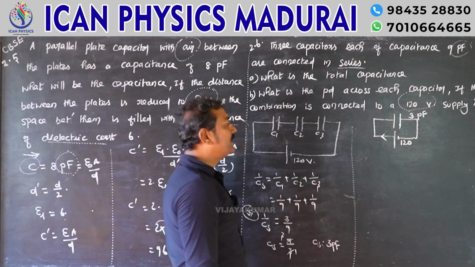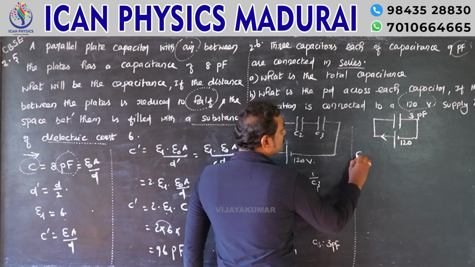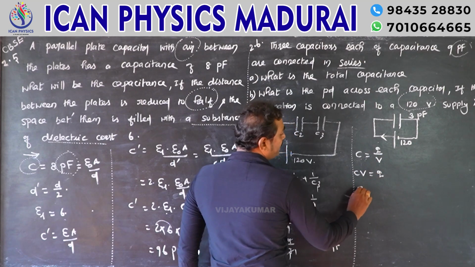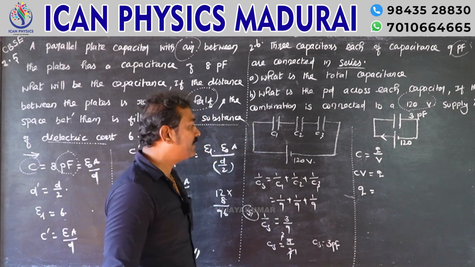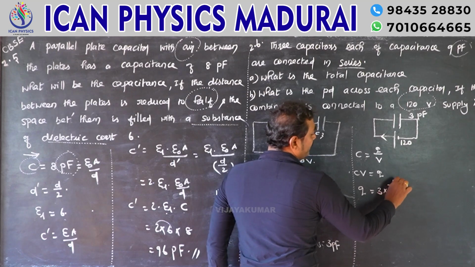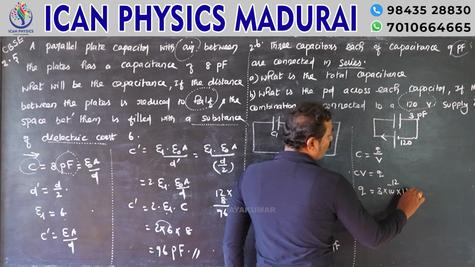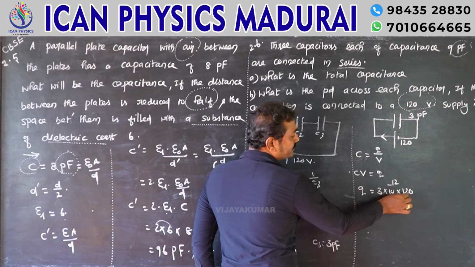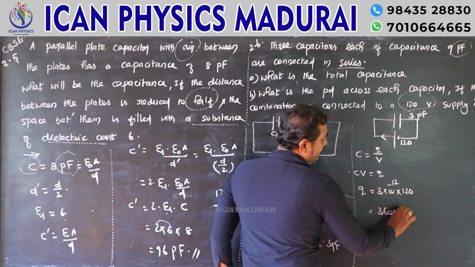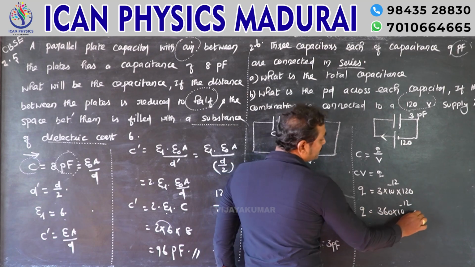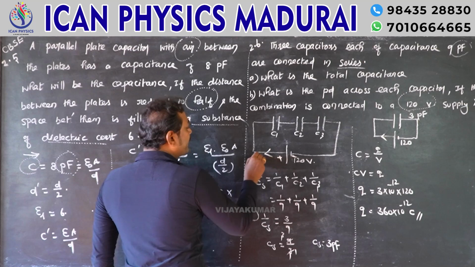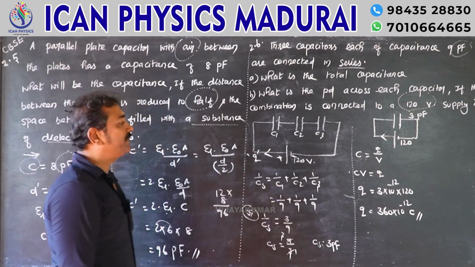So we can calculate the charge. C equal to Q by V, so Q equal to CV. So Q equal to 3 picofarad into voltage 120. 120 into 3 is 360, into 10 to the power minus 12 is the charge. The unit of charge is coulomb. So from the battery, a charge of 360 into 10 to the power minus 12 coulomb is flowing.